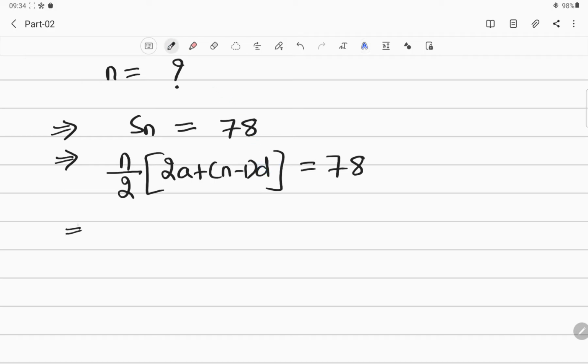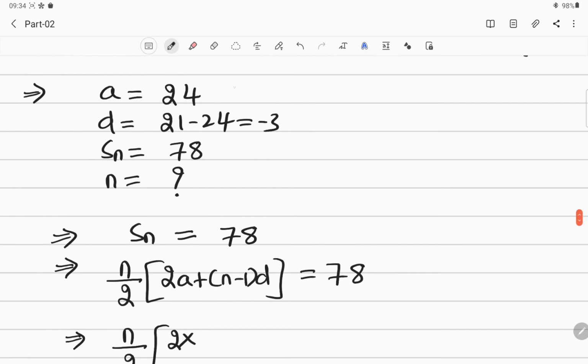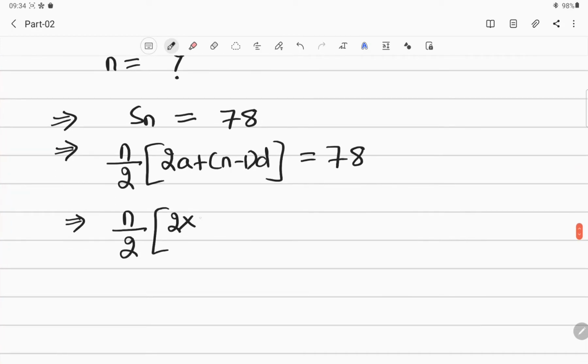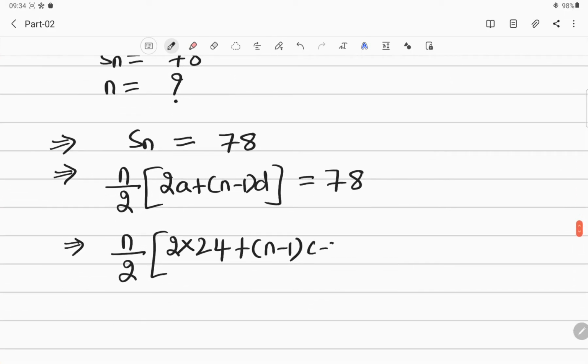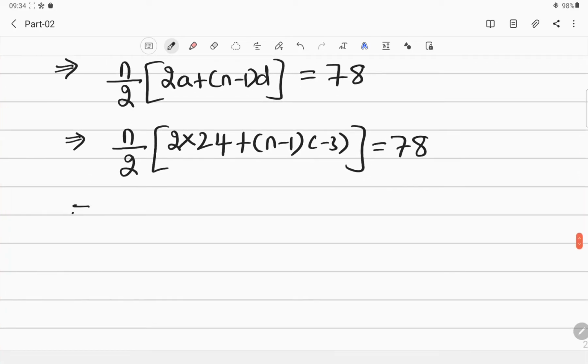Then it becomes n by 2 bracket 2 into a. What is the value of a? It is 24. Just substitute that: 24 plus n minus 1 into what is the value of d? It is minus 3. And that is equal to 78. We'll keep the n value here only, and we'll send this to that side. So other things will be inside only.